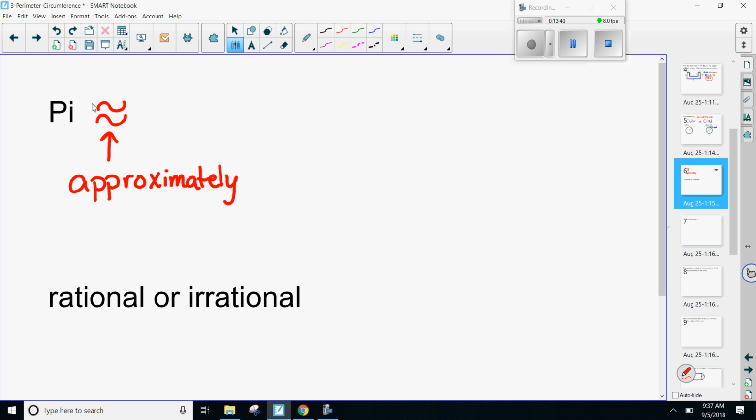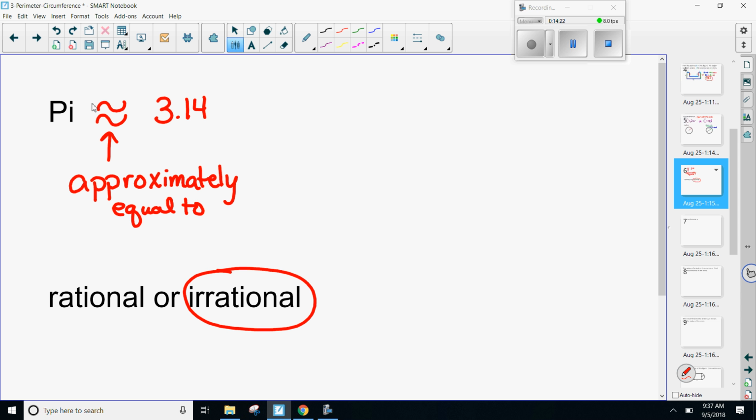It's approximately equal to what you know it is, 3.14. Approximately equal to 3.14. Pi happens to be an irrational number. When we talk about our classifications of numbers, rational means you can write it as a fraction. Now, some textbooks do have an approximation for that as a fraction. They have a way of representing it, but it's not quite as exact.